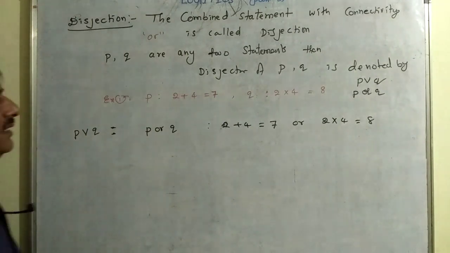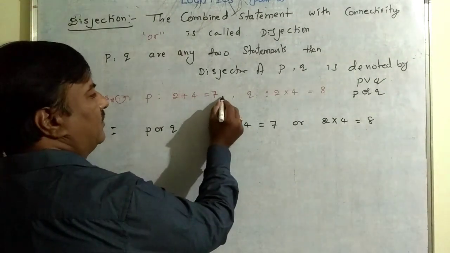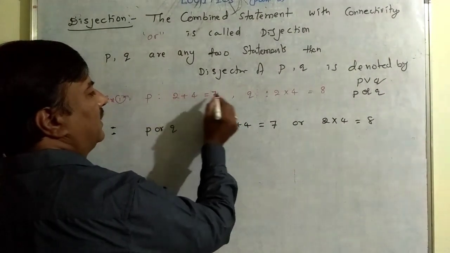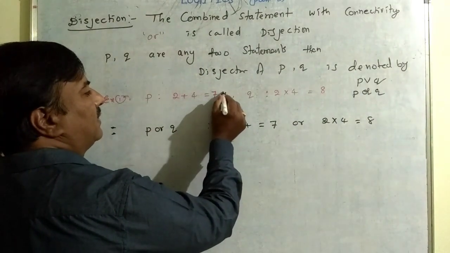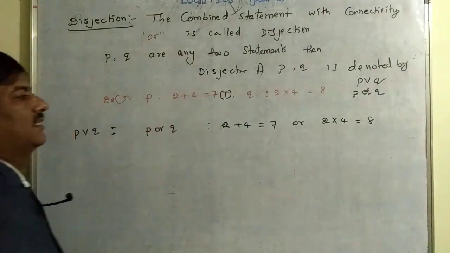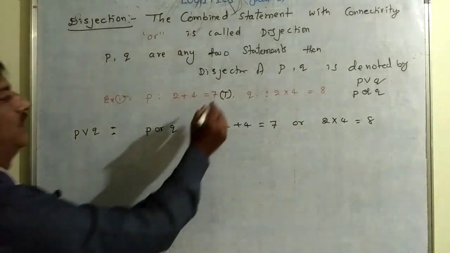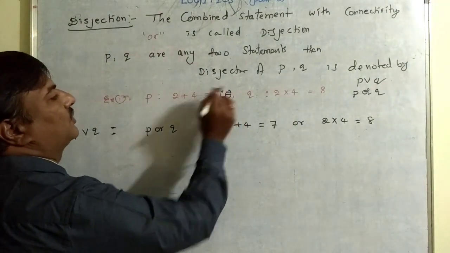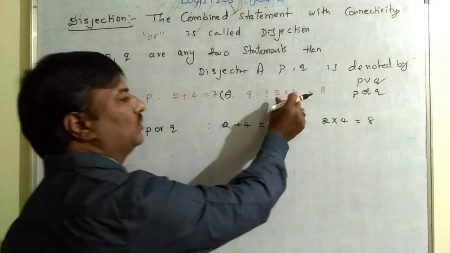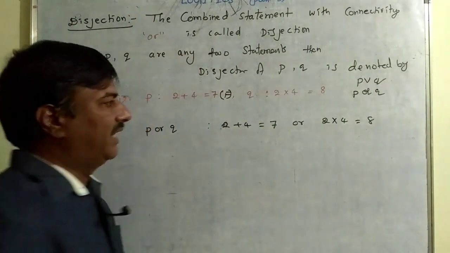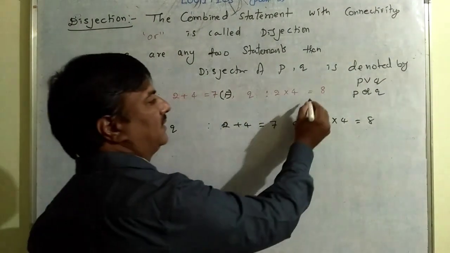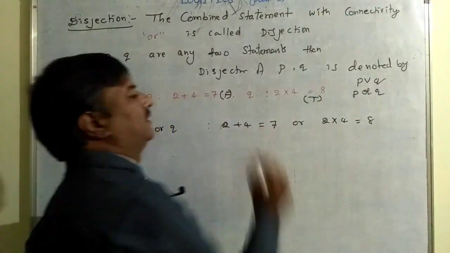Let's consider individual results. First statement, 2 plus 3, we will get 7. Is it 7? No, it is 5. So this is a false statement. 2 into 4 is equal to 8. This is accepted. That is nothing but a true statement.